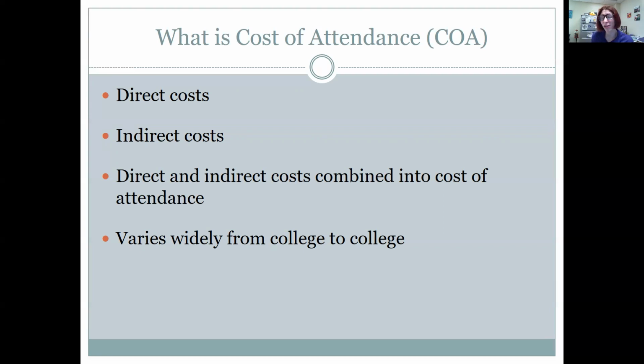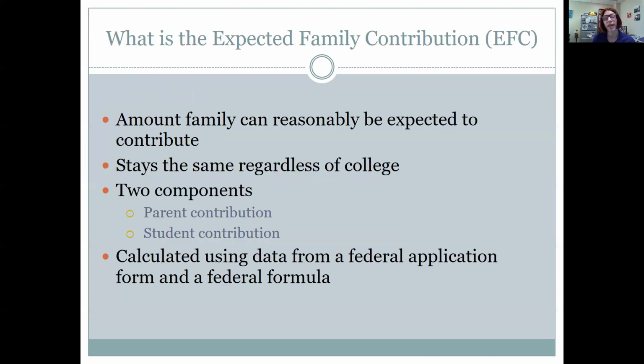This, again, will vary widely from college to college because each school has different costs and determines them differently. So what your cost of attendance is at one school will not be the same at another. We then have your expected family contribution, or the EFC, which I touched upon a few slides ago, but is the amount a family can reasonably be expected to contribute. It stays the same regardless of what college you're applying to. You could be applying to a state school or a private school. It doesn't matter. It's the same number calculated from the FAFSA form.